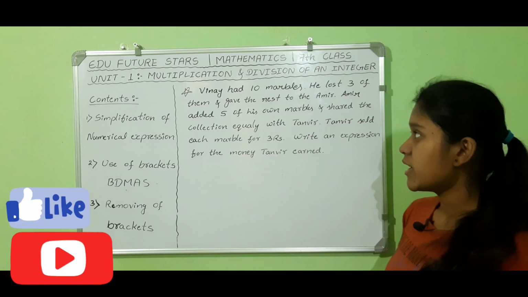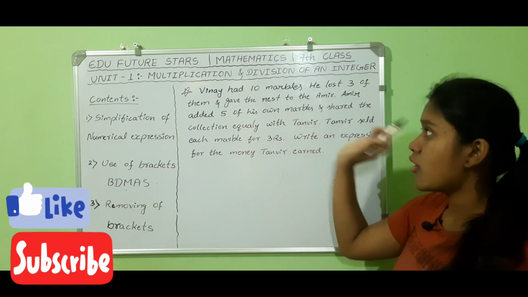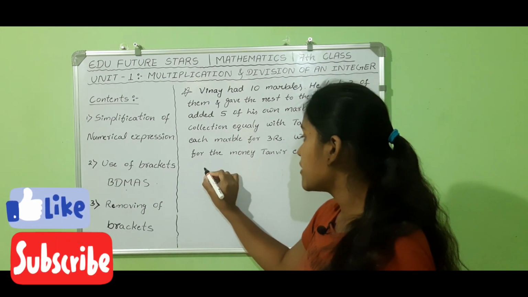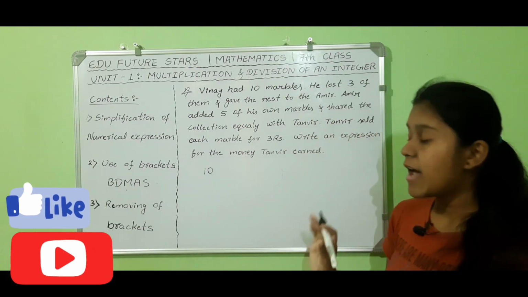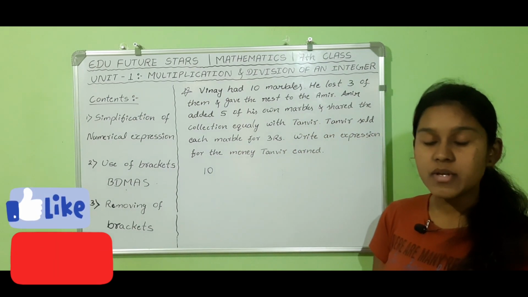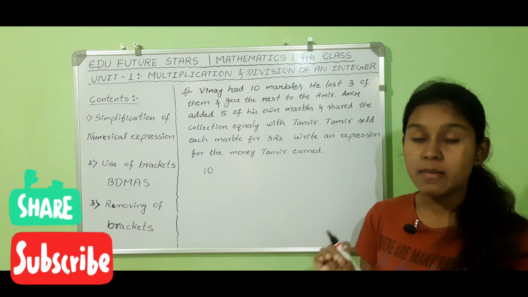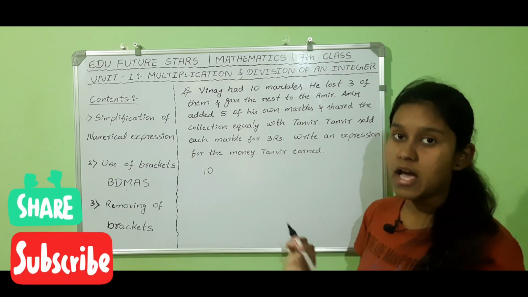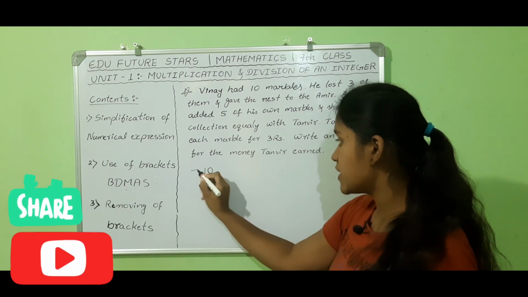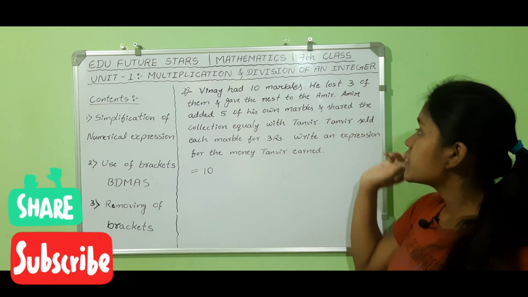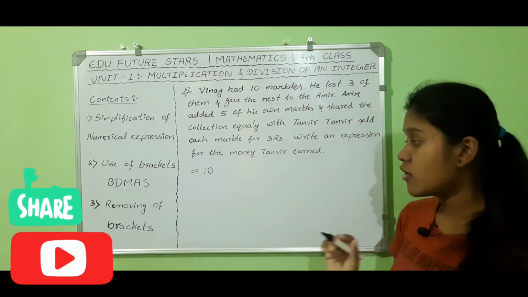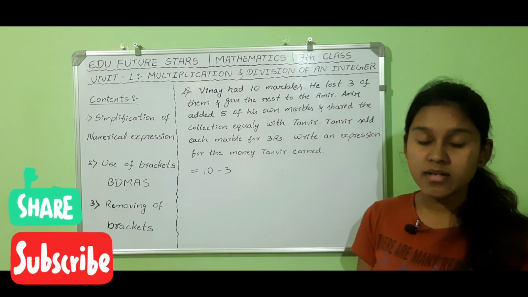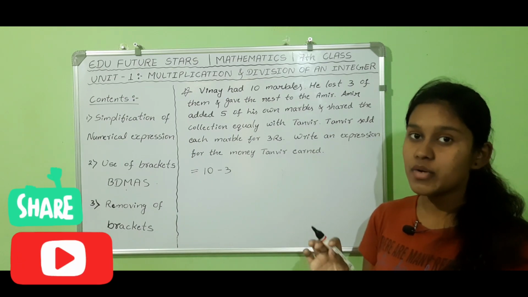Let's see that. Vinay had 10 marbles, right? How many marbles did Vinay have? 10 marbles. That's right. I'm just writing the values, because we want just a mathematical expression. Vinay had 10 marbles. I wrote it. Let's keep an equal sign. He lost 3 of them. 10 minus 3, right? He lost means subtracted.